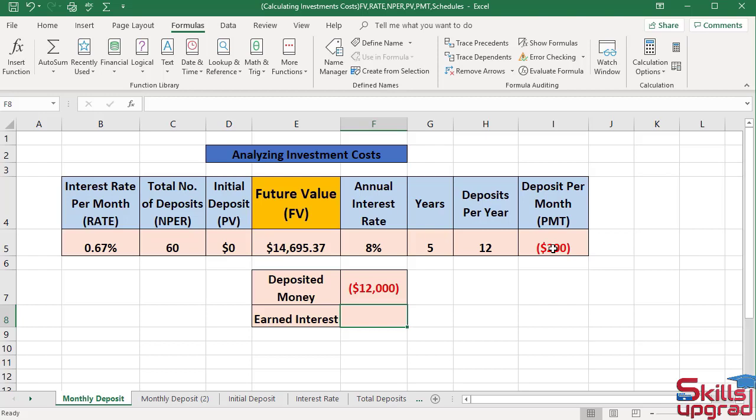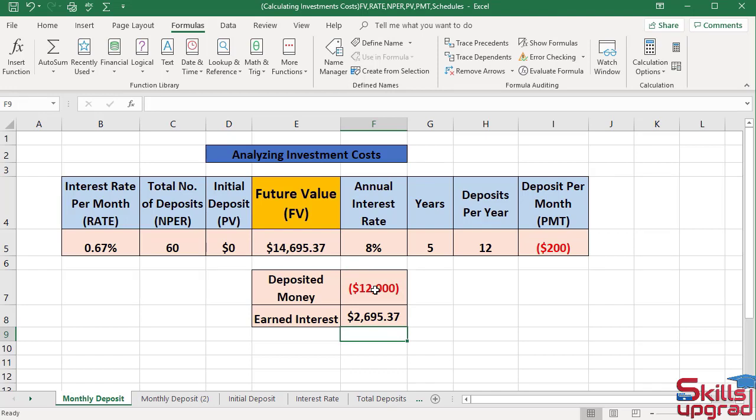So I have deposited $12,000 in the 5-year period. To check how much interest is earned from the deposited money or invested money after 5 years, add the value of deposited money to the value of future value. Active cell reference F8, enter equal sign, click cell reference E5, enter addition operator, click cell reference F7, press enter key.